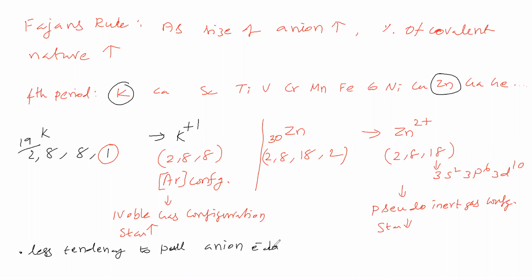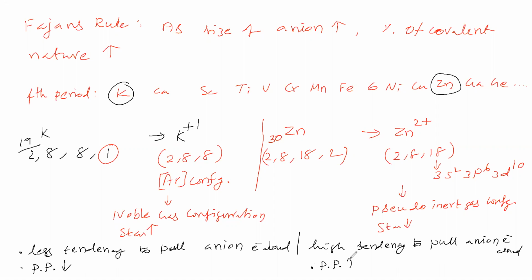This Zn2 plus is having lesser stability, therefore Zn2 plus has high tendency to pull the anion electron cloud. Okay, anion electron cloud. That means this K plus has less tendency to pull the anion electron cloud, therefore its polarizing power will be low. This Zn2 plus has higher tendency to pull the anion electron cloud, so its polarizing power will be high. Polarizing power is less in the sense anion electron cloud distorts towards this cation to a lesser extent.